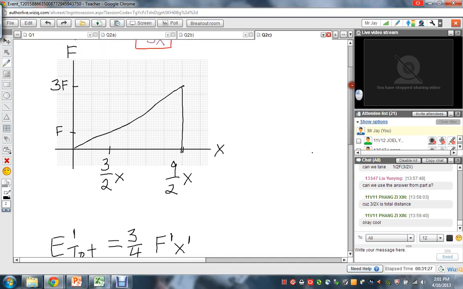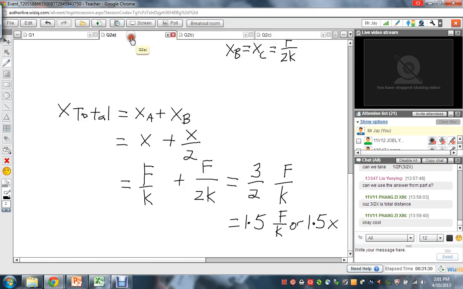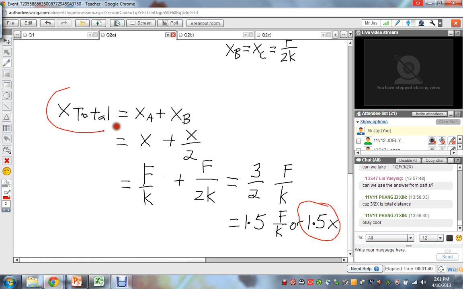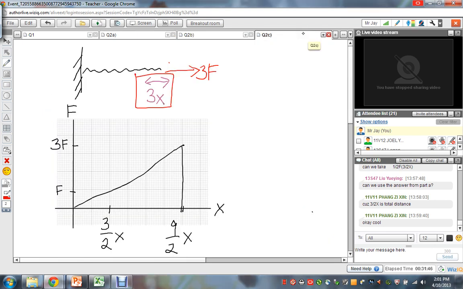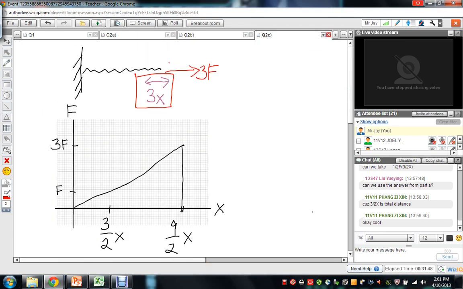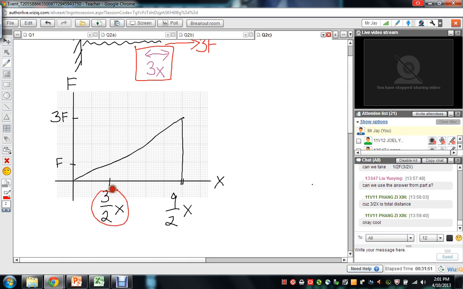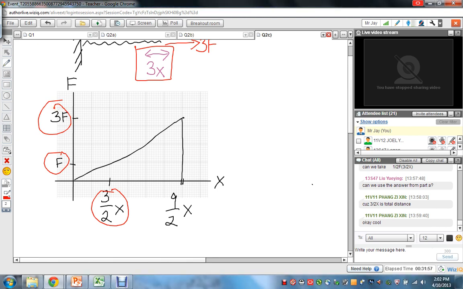Or on the other hand, if I use the result from question 2a, where the total displacement is 1.5x, and I plot it on a graph like this, our 1.5x occurs when the force F acts on the system. When the force is increased to 3F, the extension will increase from 3 over 2x to 9 over 2x, which is basically 3 times.